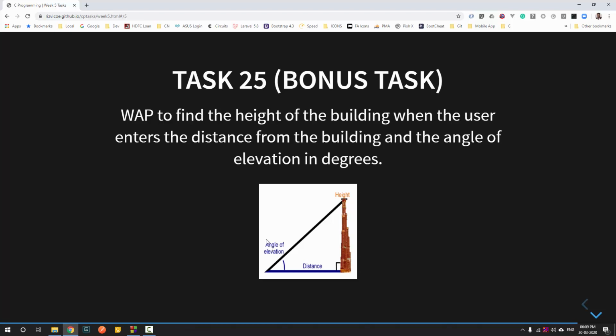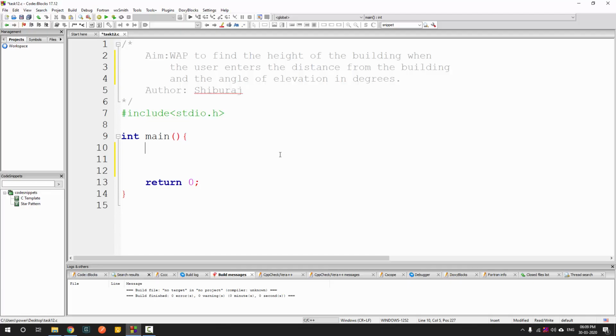Now to find out tan theta, if you remember the first task in this week, we used the math library. When explaining the math library, I showed you the different functions that are there, and tan was one of them. So we are going to use the math library to find the solution to this problem. So let us begin.